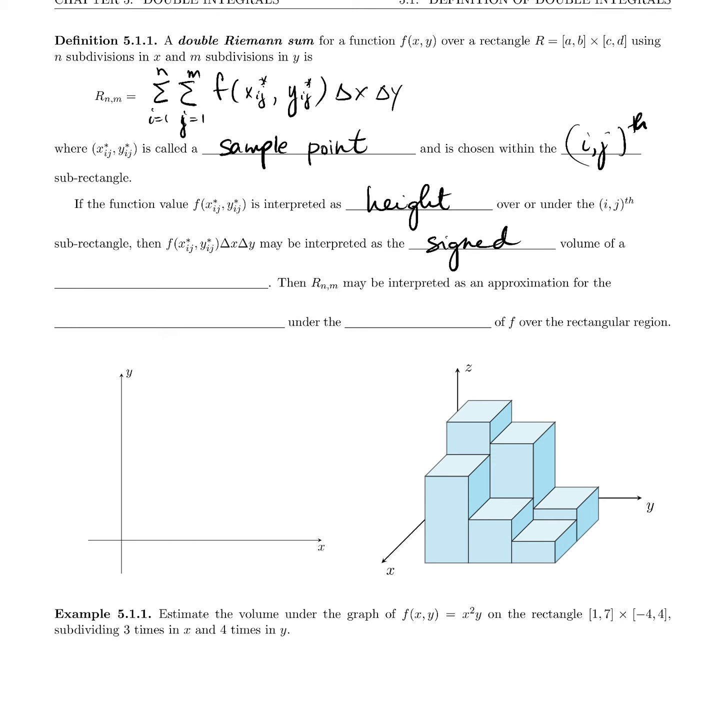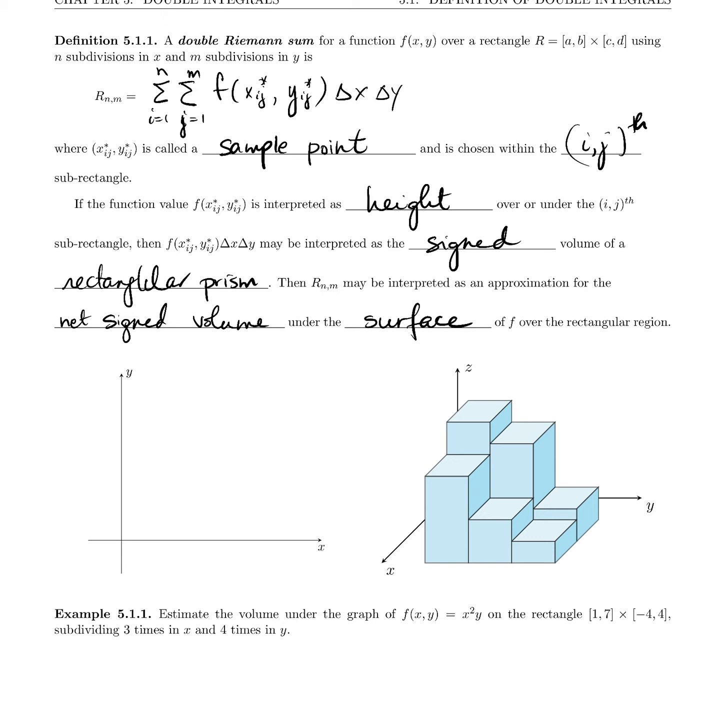Of a, well, what is this? This is a rectangular prism. So not a rectangle like in the function of a single variable, but a rectangular prism as we go up one dimension. Then R_nm, which is the double sum of all of these rectangular prism volumes, can be interpreted as the approximation for the net signed volume under the graph of the surface of f over that rectangular region.